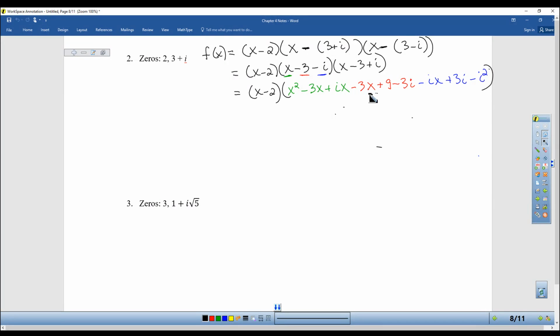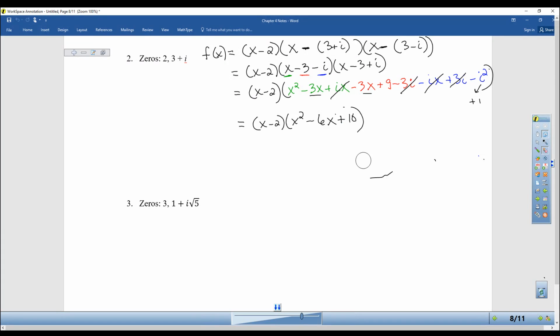So lots of good things happen. My 3i's cancel, my ix's cancel, and this negative i squared, negative negative 1, becomes positive 1. So altogether this becomes x squared minus 6x, there's two of these, so minus 6x, and then that 9 and that 1 make 10. It's super easy to check if you got it right. Well, not easy, but it can be checked by using the quadratic formula on that, and the answers should come out to be 3 plus or minus i, which I know you don't feel like doing, but just letting you know you can.